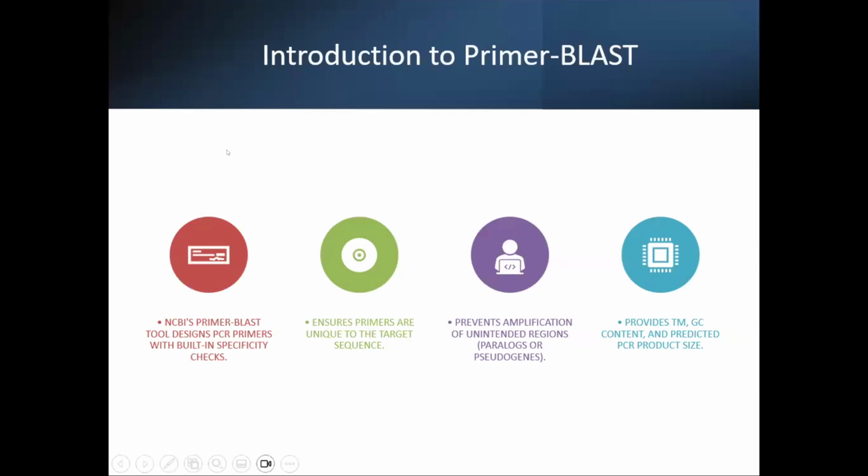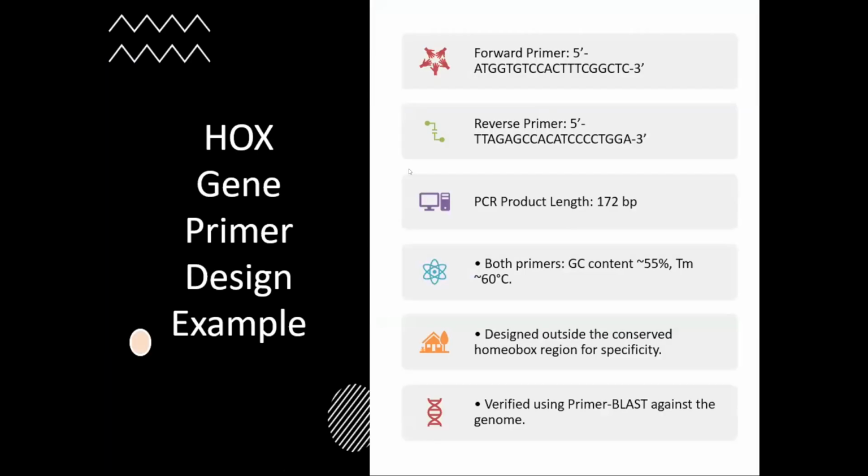So, Primer Blast. NCBI's Primer Blast tool designs PCR primers with built-in specificity checks. This ensures primers are unique to the target sequence, and it prevents amplification of unintended regions known as paralogs or pseudogenes. And it provides the TM, GC content, and predicted PCR product size.